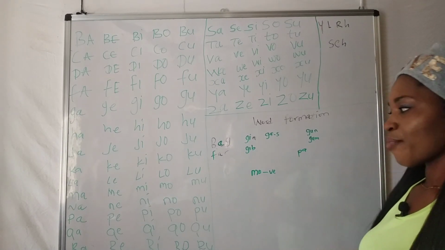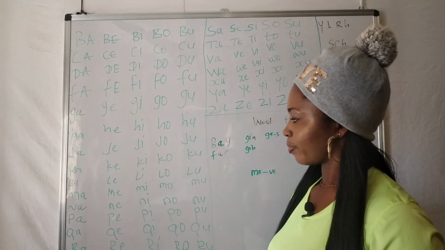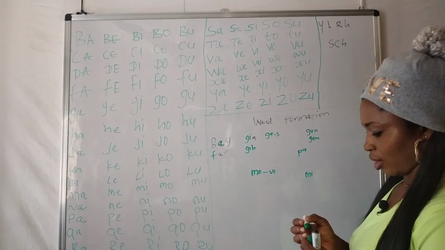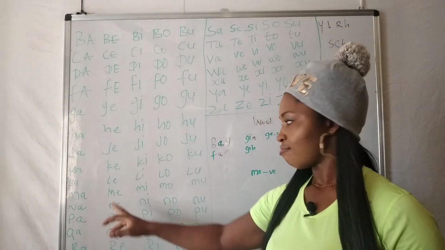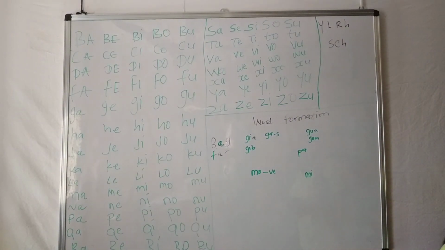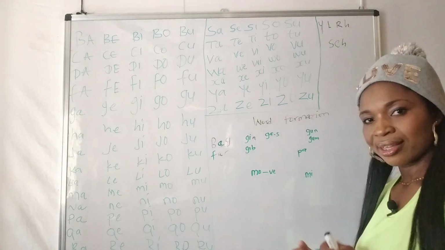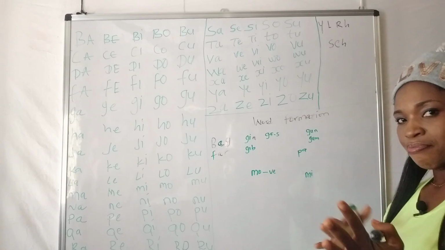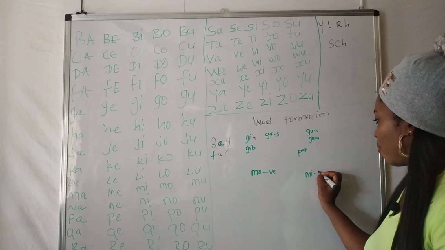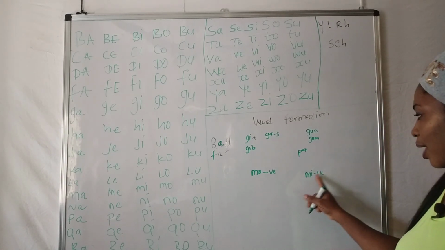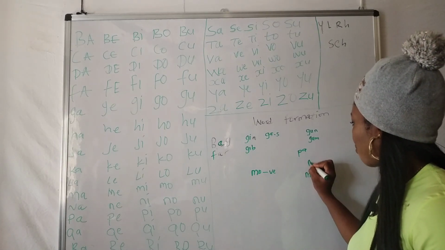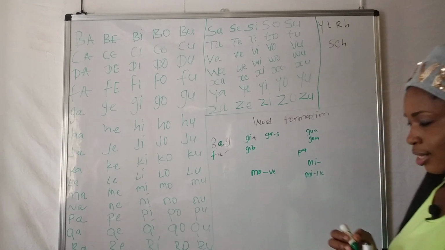Okay, and again we can choose ME, which is the me sound. Me, this is me. Okay, now for this me, you can add LK. It's gonna be milk, milk. Okay, milk, the LK, milk. This is milk.